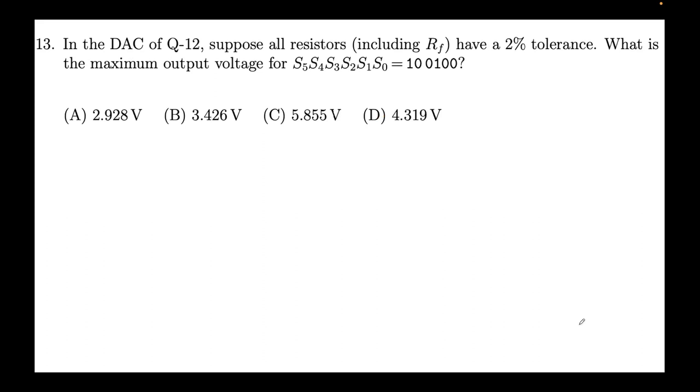So in the next problem, it says that in the DAC of question 12, that's the previous problem, suppose all resistors have a 2% tolerance. What is the maximum output voltage for this? Okay, so this is the same as previous, 100100. Now the only difference is that now we have a 2% tolerance. And so the voltage may not be the same. Let's see by how much it differs.